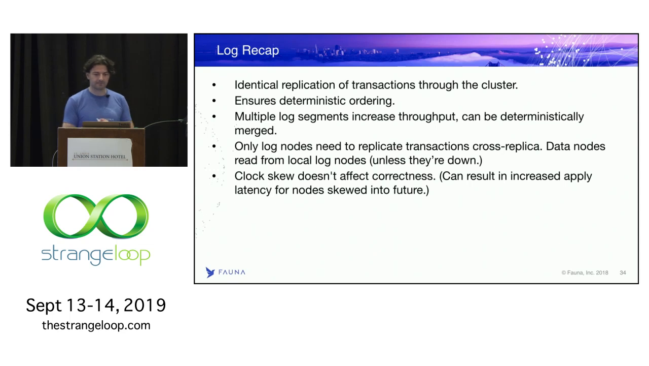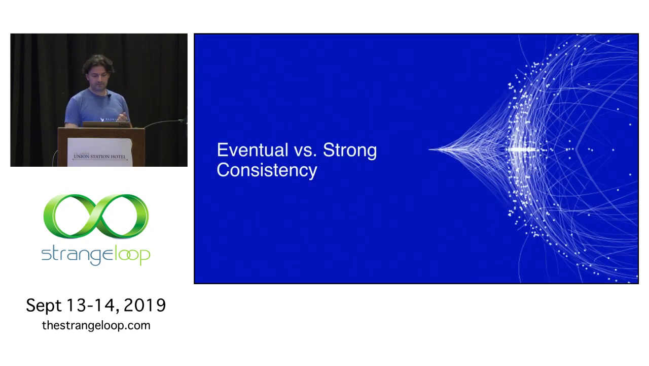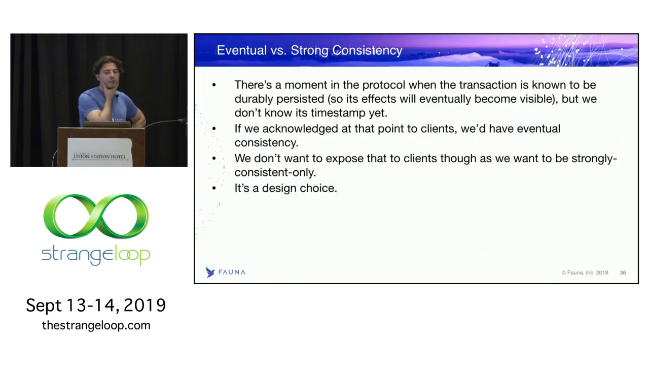So this is the log, as I said. And let's see, eventual versus strong consistency. We have a moment in the protocol when we know the transaction is durably persisted, so its effect will eventually become visible, but we don't know its timestamp yet, because remember, we need to merge all the transactions from different segments. It's the data nodes, when they have merged everything and apply, that all independently but deterministically arrive at the same timestamp for a particular transaction.